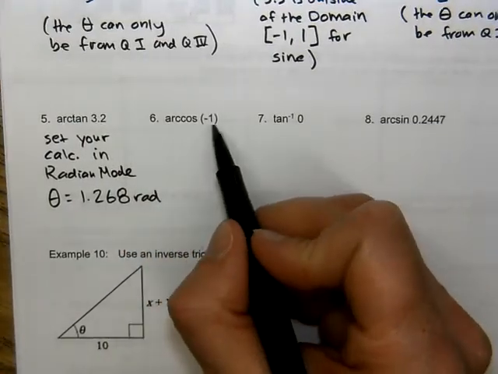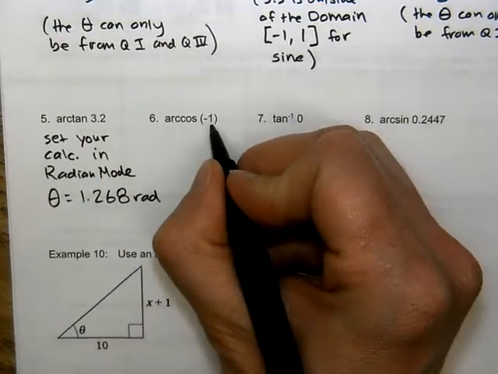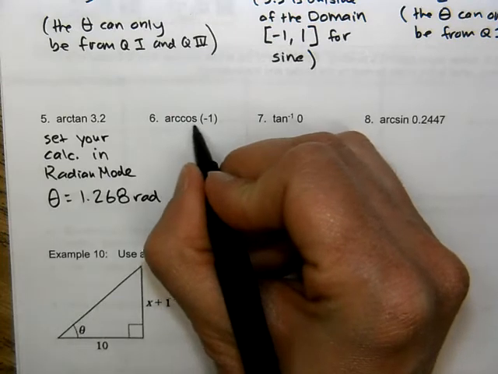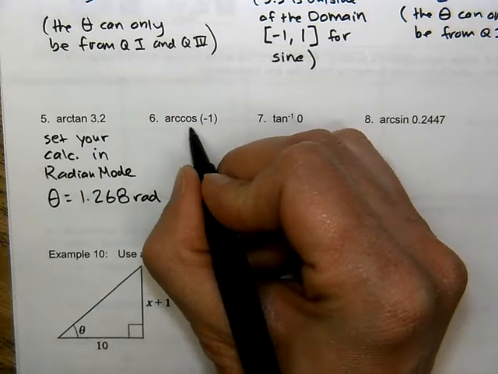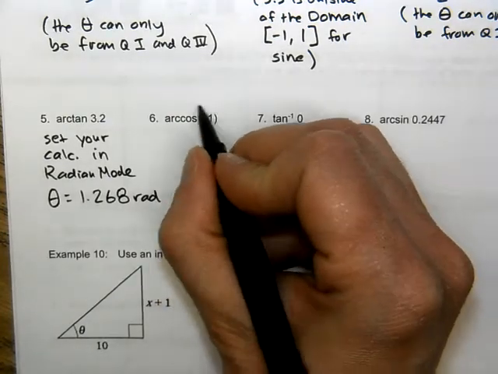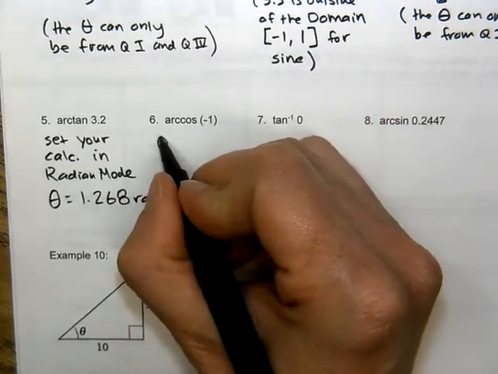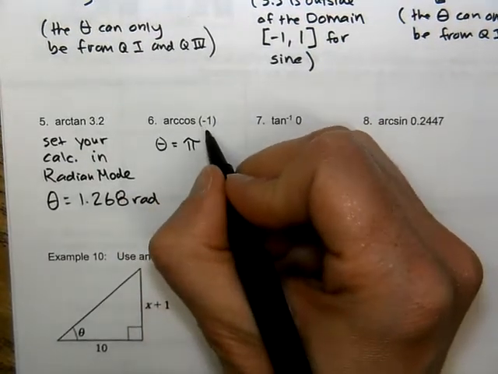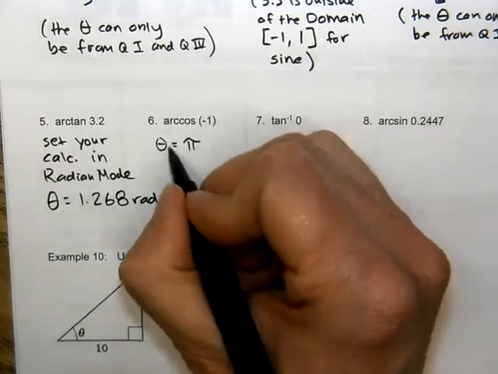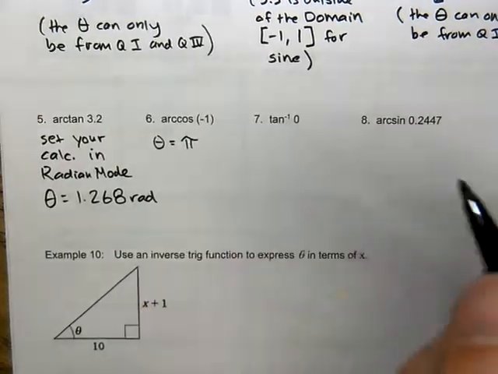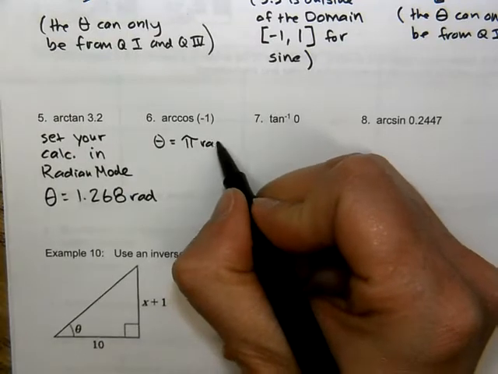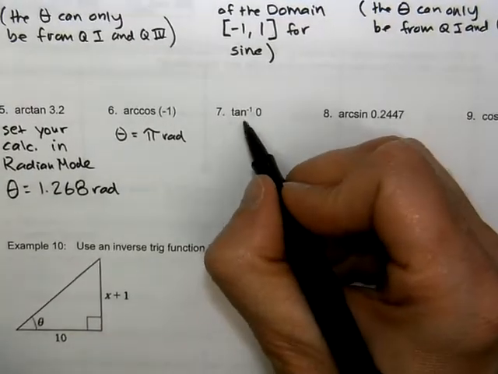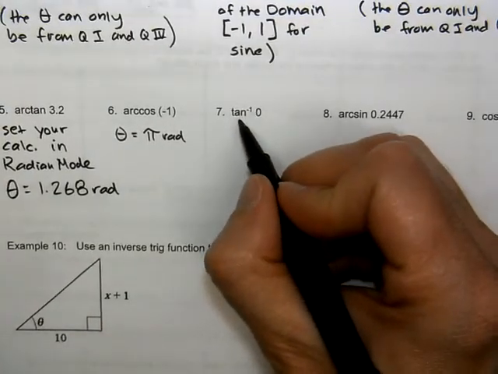All right, here's arc cosine of -1. So think of your x-coordinates. Where are you on the unit circle where your x-coordinate is -1? That is exactly pi. Remember, with arc cosine, you can use quadrant 1 and quadrant 2. This is a quadrant angle right at the base of quadrant 2. Again, that's in radians.